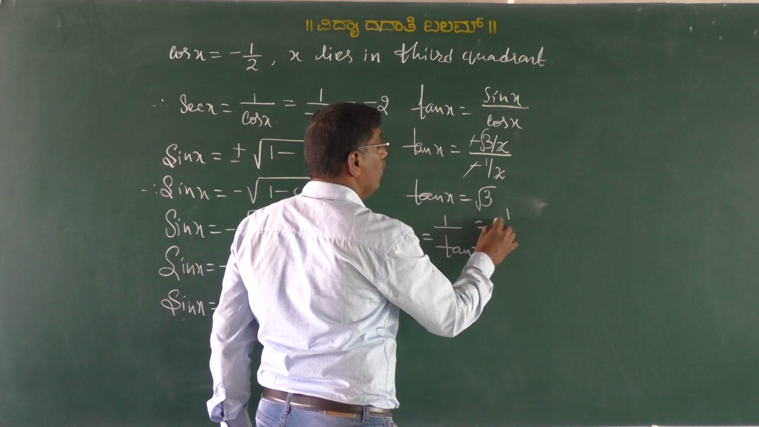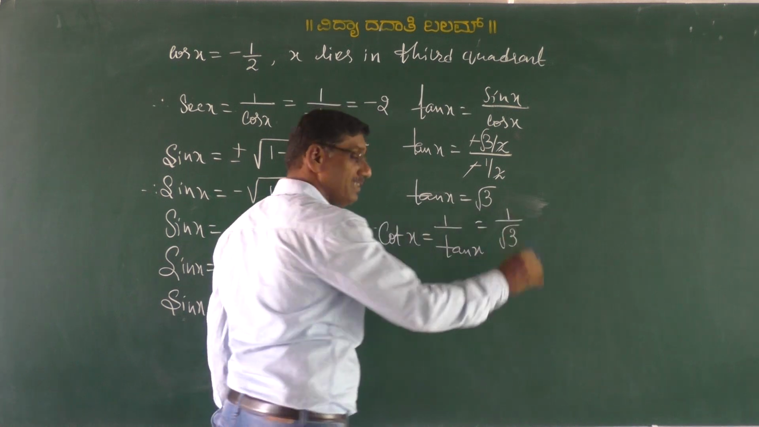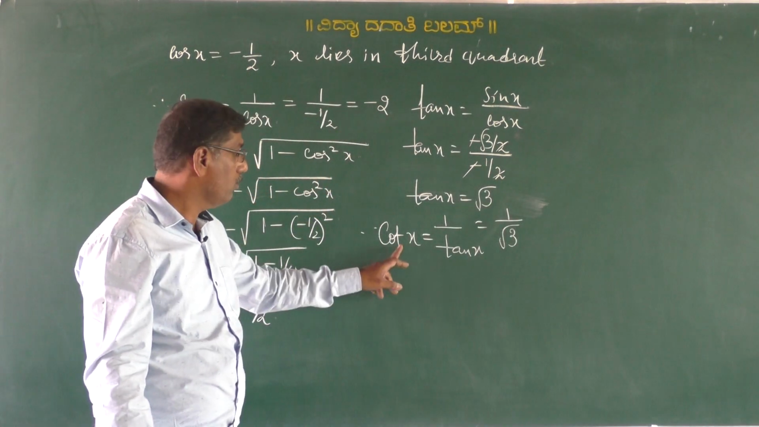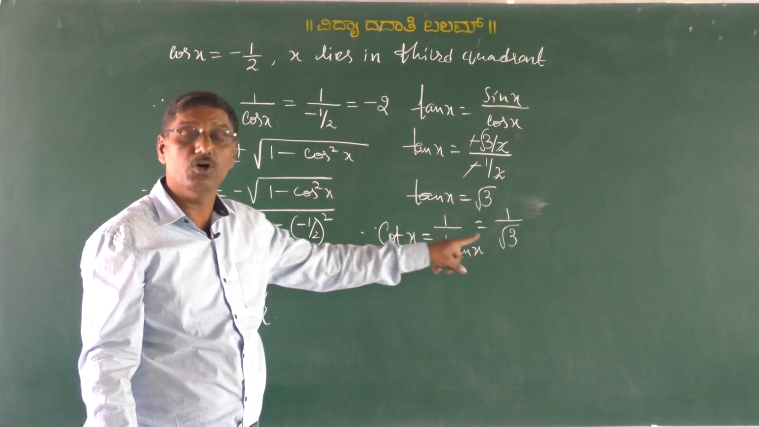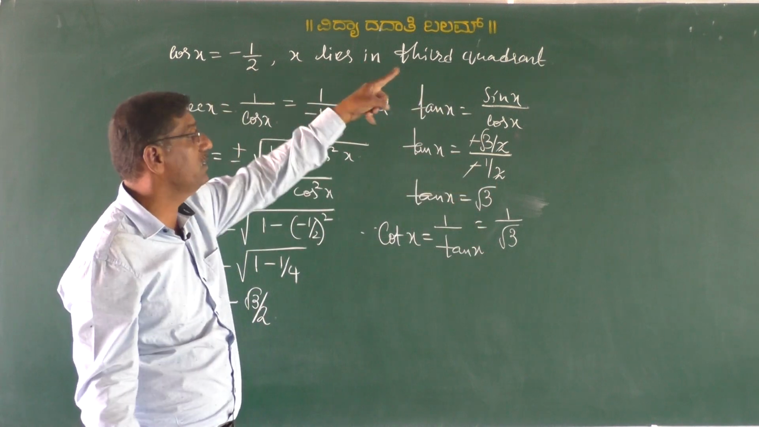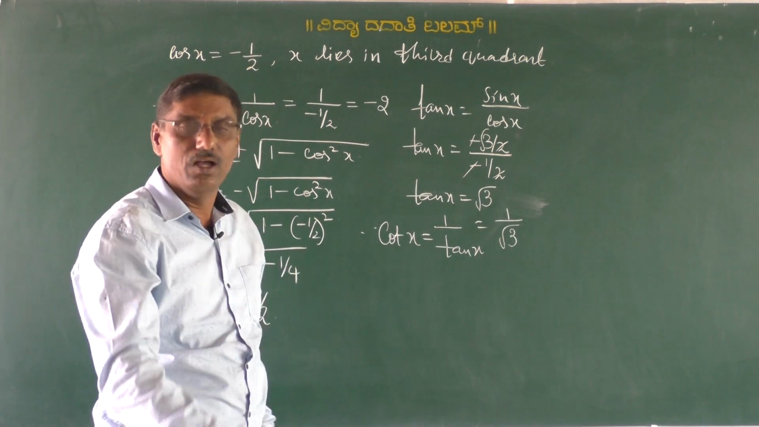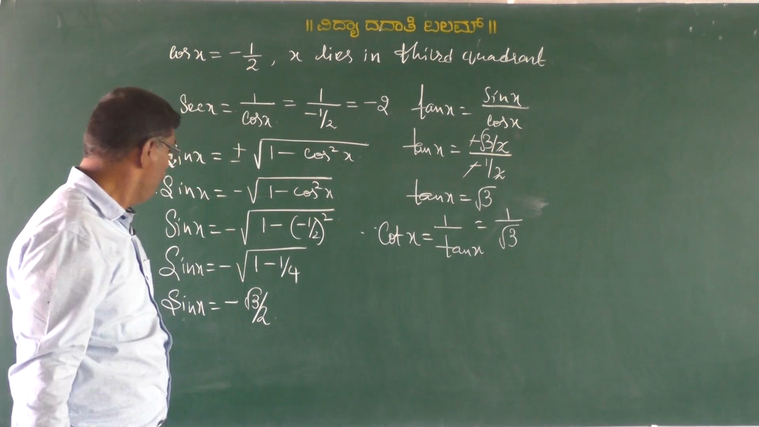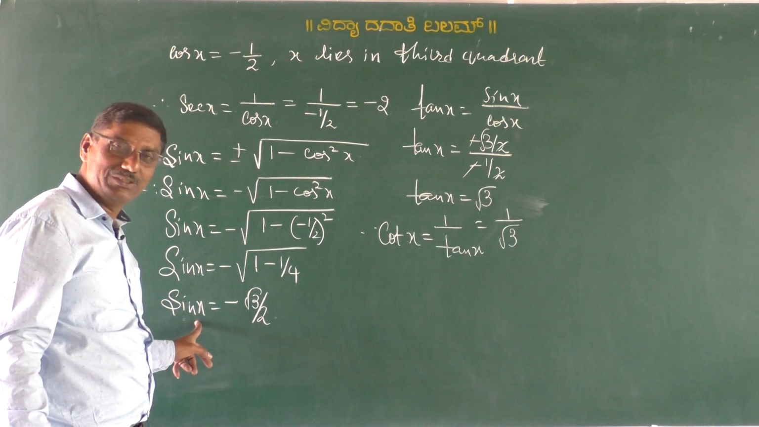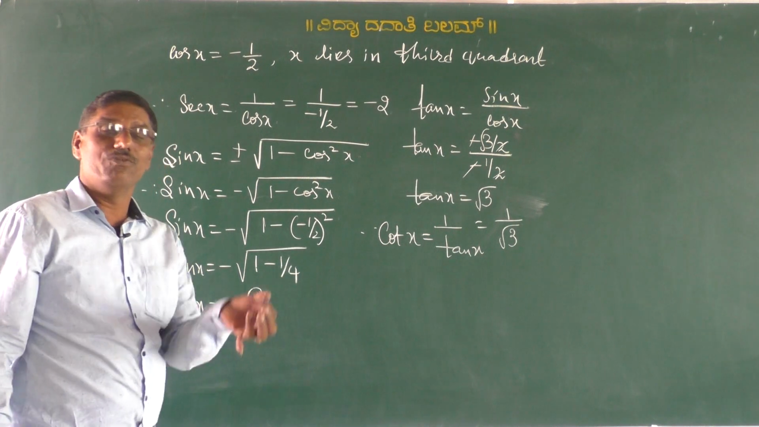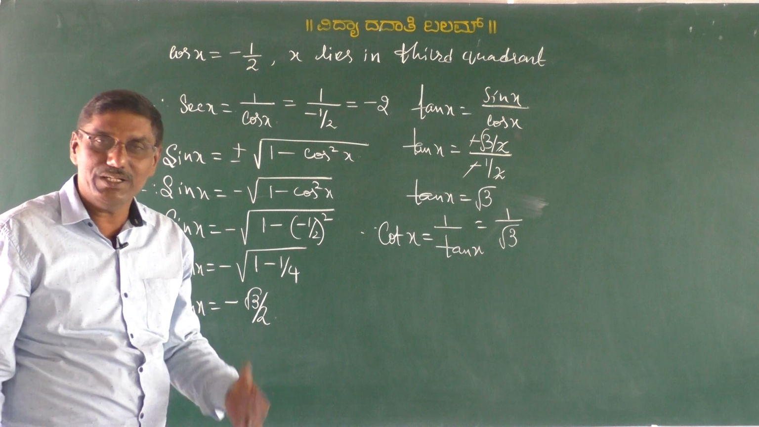This is equal to 1 by root 3, since cot x is positive, since x lies in third quadrant. The remaining, the last one, I think, cosecant x. My dear students, here we already know sin x. From this, we can calculate cosecant x.